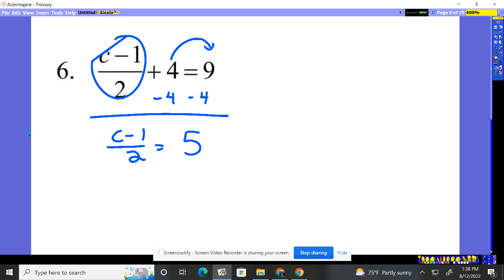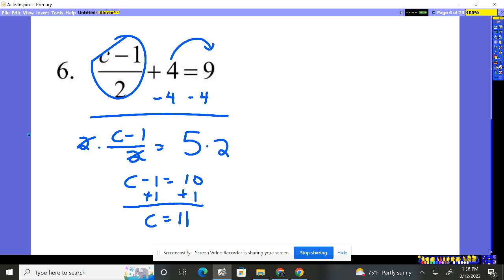Now, how do I get rid of dividing? We multiply. They cross out. c minus 1 equals 10. We now add our 1, and we get our final answer. c is 11.